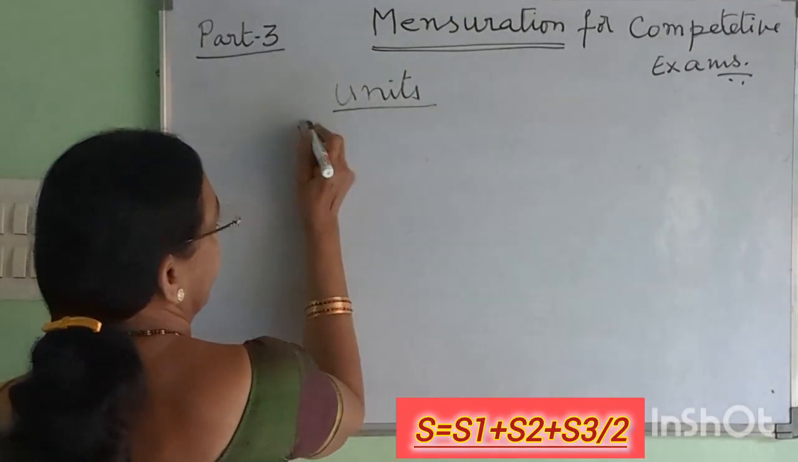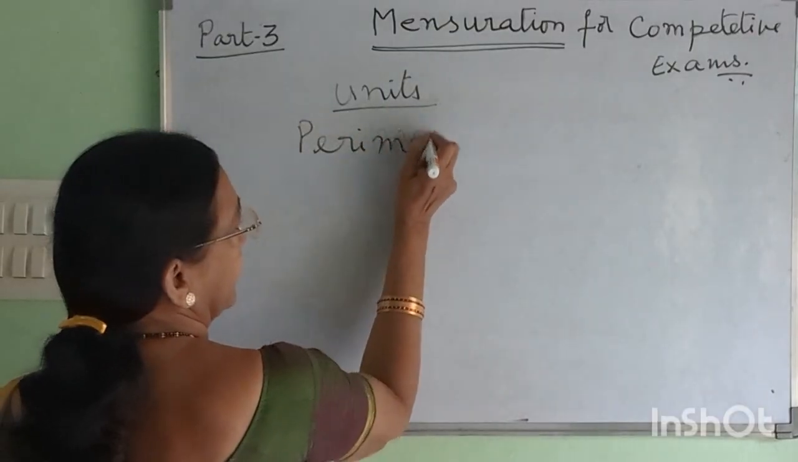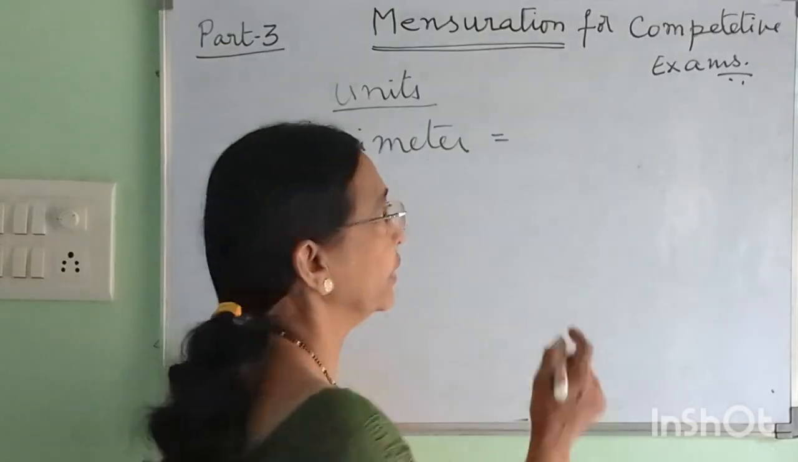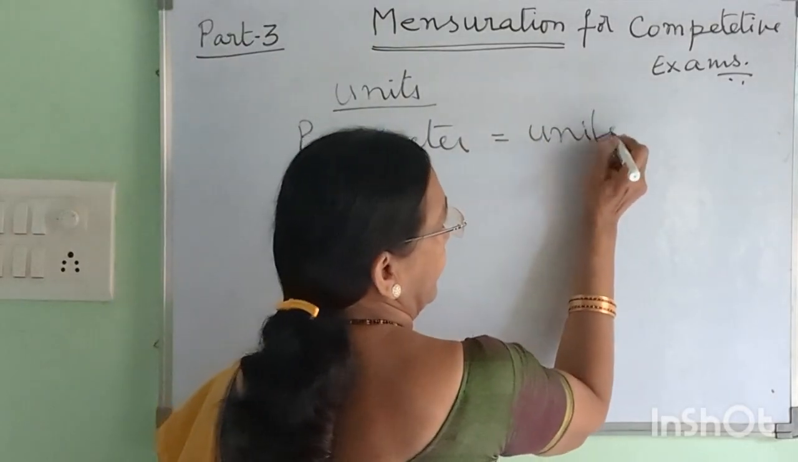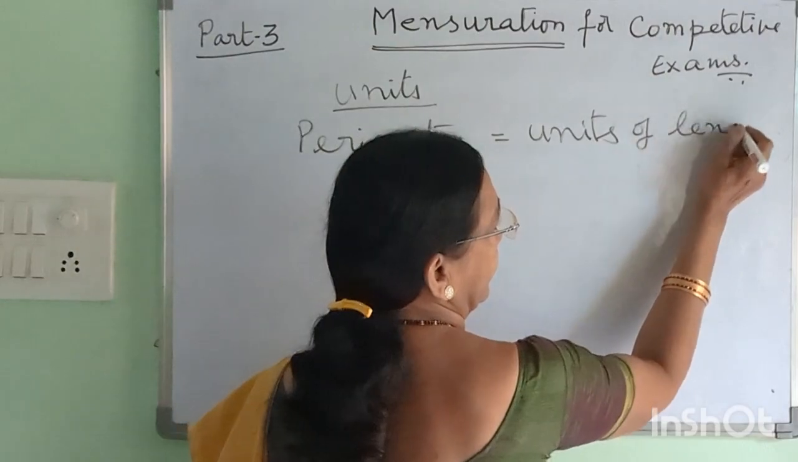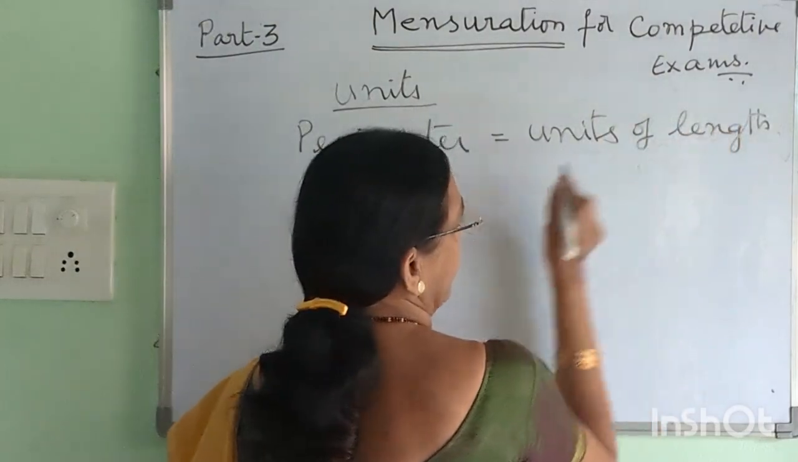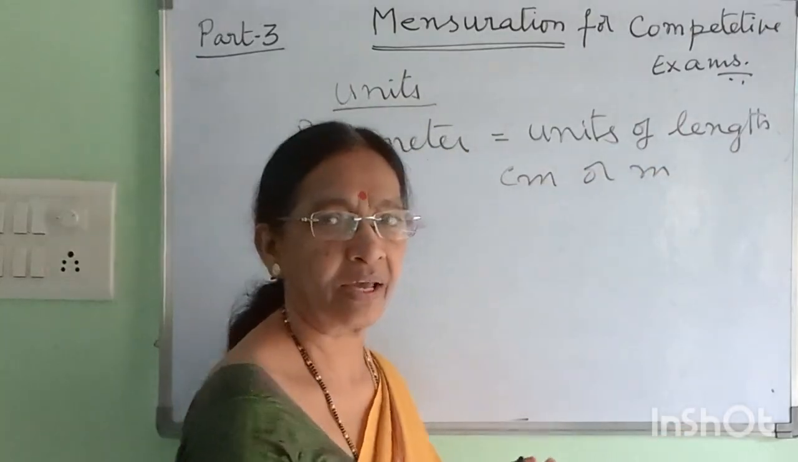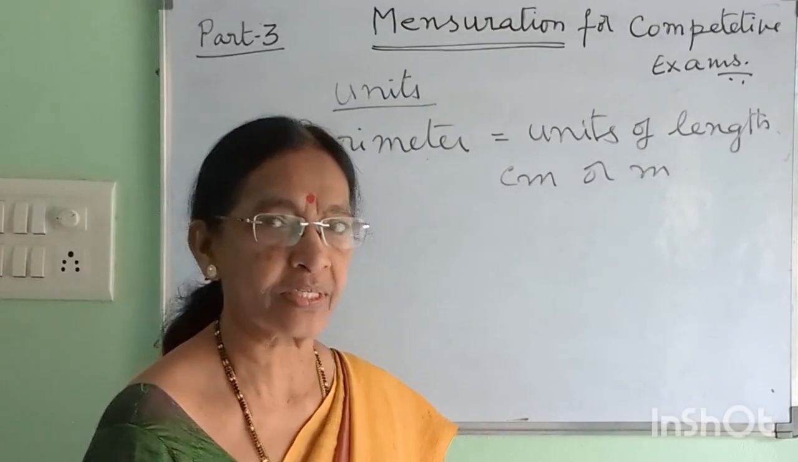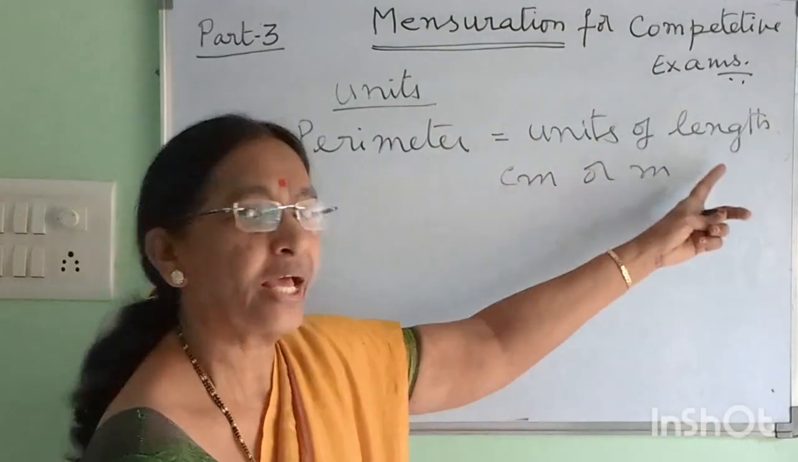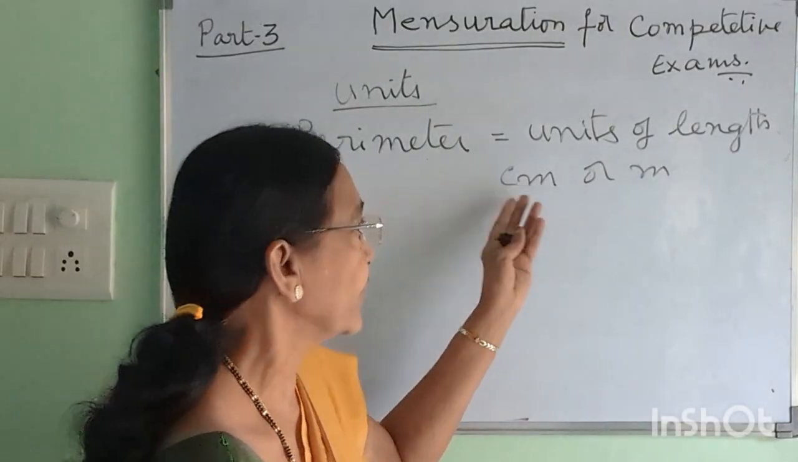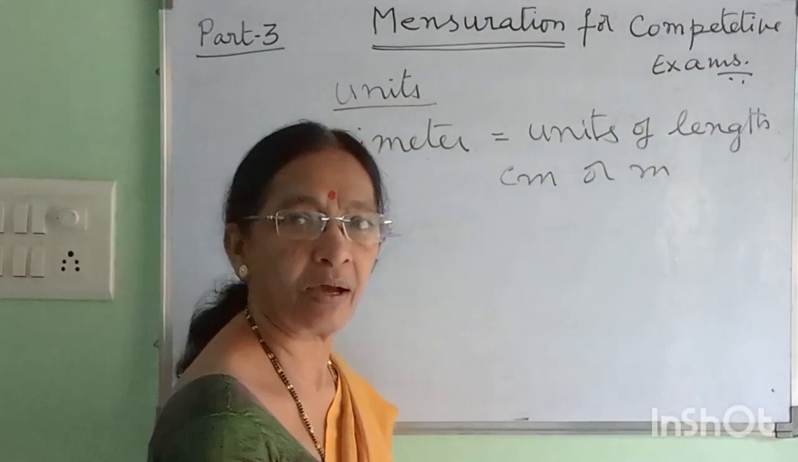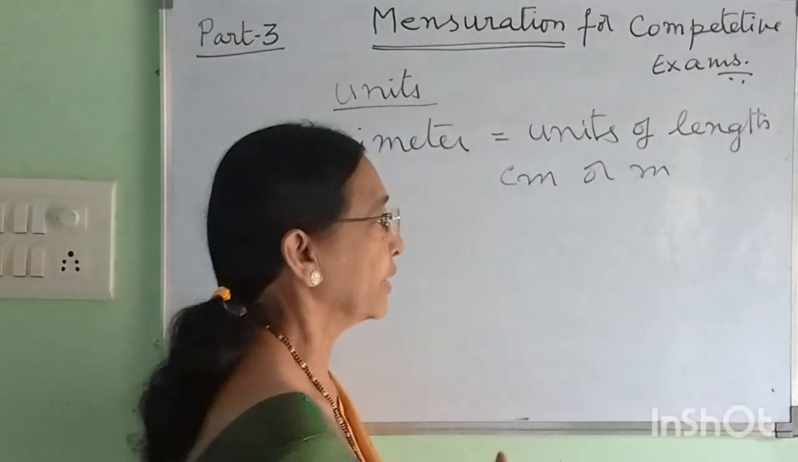Units. Perimeter. Perimeter is measured in the units of length. That means centimeter or meter, etc. There are a number of units, small and big, to measure the length. Therefore, we will use any unit for the perimeter of a square or a rectangle or triangle.